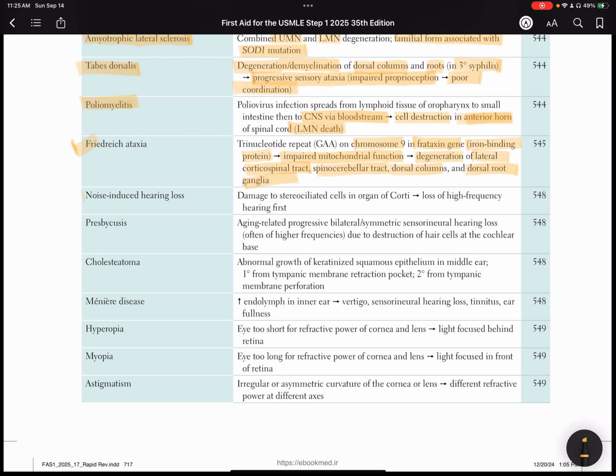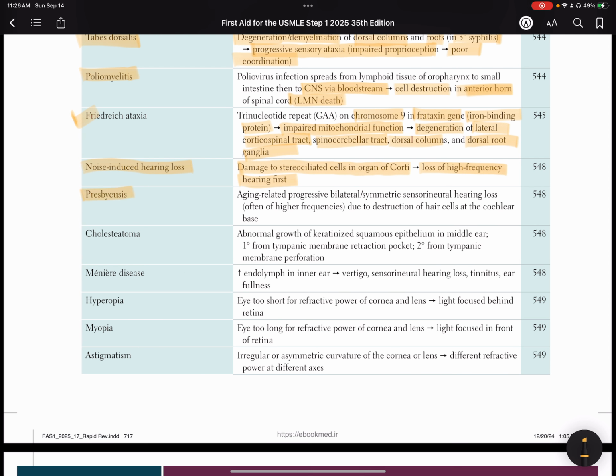Next condition is noise-induced hearing loss. Noise-induced hearing loss causes damage to stereociliated cells in the organ of Corti, leading to loss of high frequency hearing first.